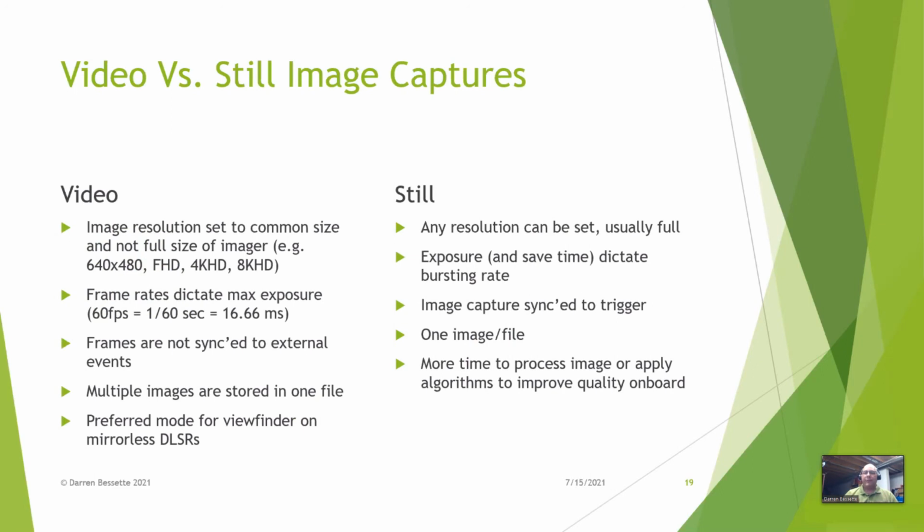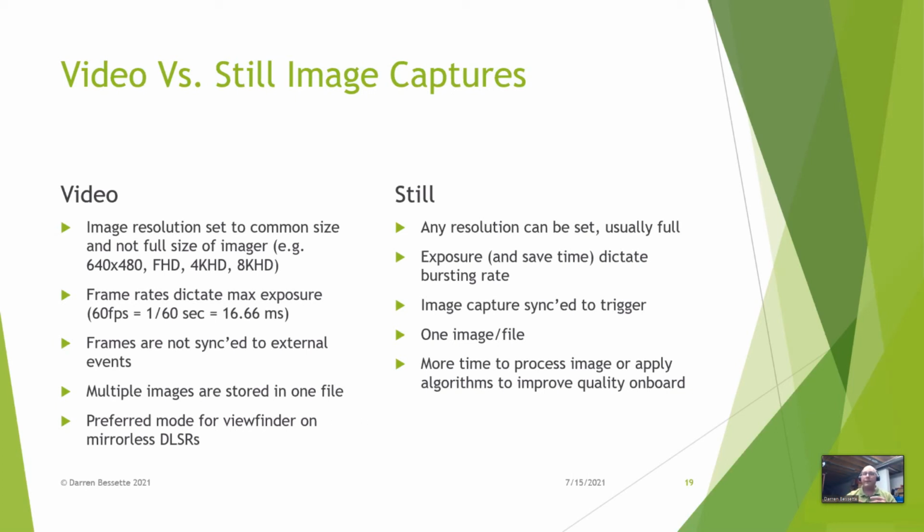So what's the real difference between taking a video and taking a still image? Typically when it comes to video, you have a fairly common size field of view, whether it's 640 by 480, full HD, which is 1920 by 1080, 4K, or even 8K resolutions, and they're pretty typical. They often have a hard and fast frame rate, usually 60 frames per second, or even 120 frames per second, or even faster than that. So they're very dictated to that.